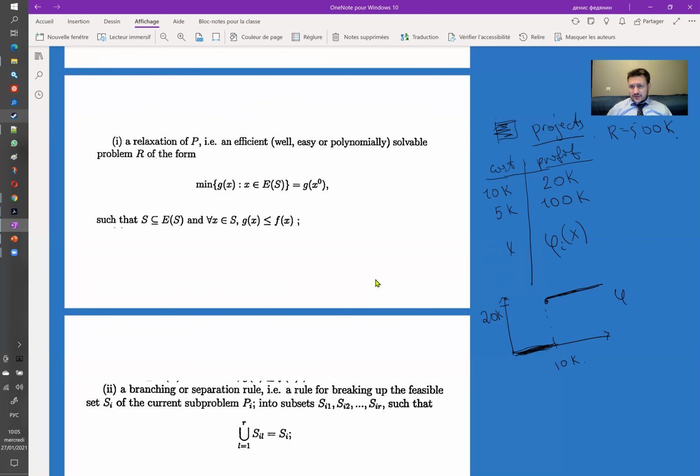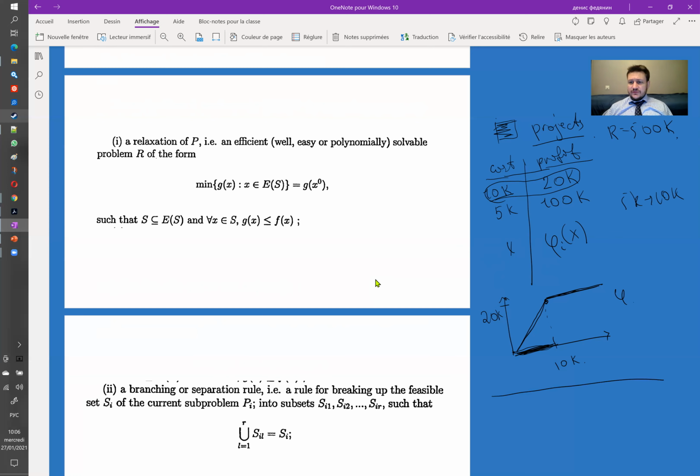We can imagine that we can divide the project into several parts, or we can infinitely divide it. So if we invest here not 10K but only 5K into the first project, we understand that 5K counts proportionally. Sometimes it's true, for example, if you want to buy dollars, or other resources.